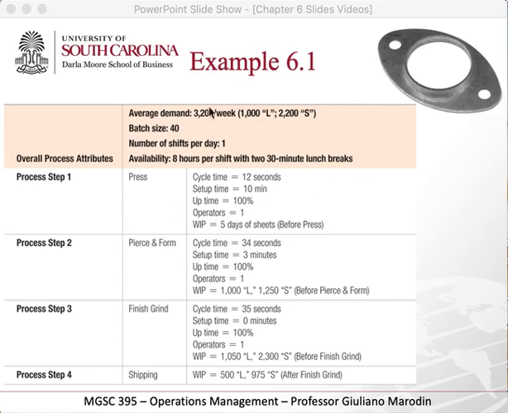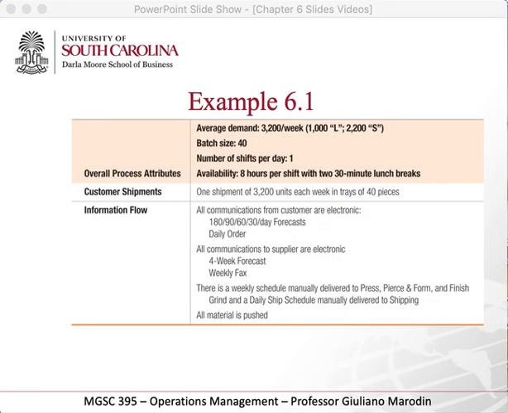And here we have some other information. We have the average demand at 3,200 per week. Batch size, we have shifts per day, and we have 8 hours in a shift, okay, with two 30-minute lunch breaks. So we're going to do some calculation that's similar to the capacity calculation, a little bit different, but similar. So that's why we need that information about how long they're working, and how long the breaks are and all that, okay? And on the next slide, we have more information about this process.